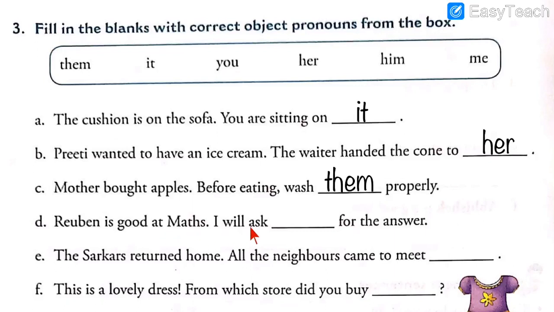Number 4. Reuben is good at maths. I will ask dash for the answer. So whom will you ask for the answer? You will ask this boy, Reuben. It is a name of a boy. So for boy we use the pronoun him. I will ask him for the answer. Because the name of a boy is given, we have written him. And him refers to Reuben, that is the boy whom we are talking about.